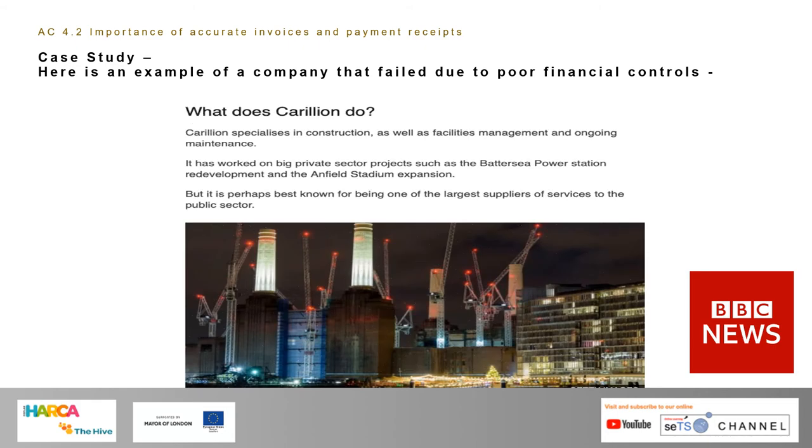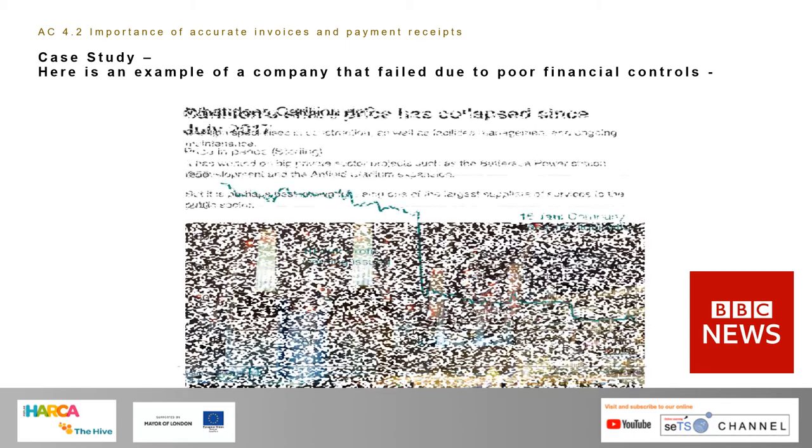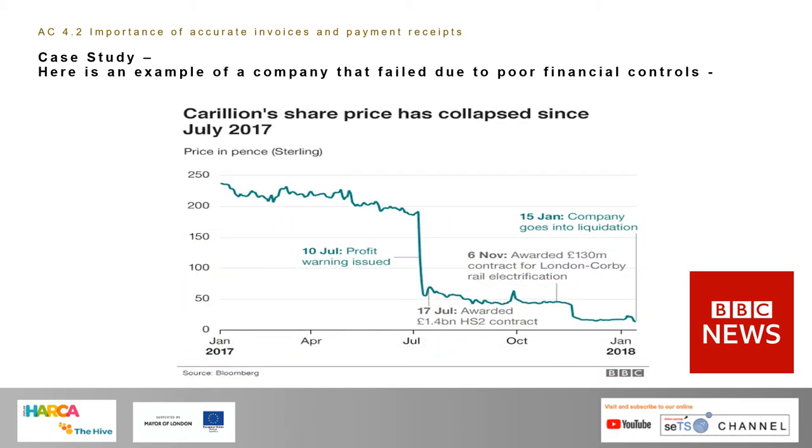What does Carillion do? Carillion specialises in construction as well as facilities management and ongoing maintenance. It has worked on big private sector projects such as the Battersea Power Station redevelopment and the Anfield Stadium expansion, but is perhaps best known for being one of the largest suppliers of services to the public sector. As you can see, Carillion's share price collapsed since July 2017, from being just short of 250 pence sterling to liquidation in January 2018.